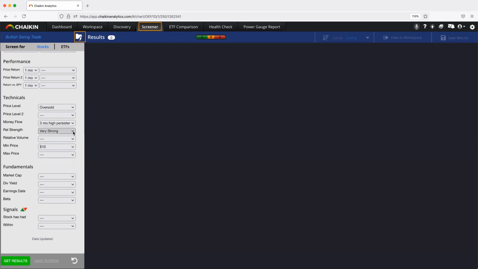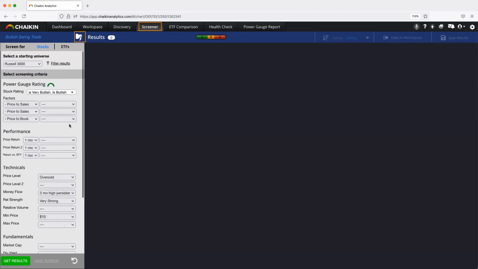Relative strength versus the SPY here, very strong. Certainly, you could consider stocks that only have strong relative strength versus the SPY, but here we're going to go with very strong, trying to look for those that are clearly outperforming the SPY at a minimum price of $10. That, of course, is entirely up to you, but in general, stocks above $10 are where we would focus. If you like to mess around with what we might consider penny stocks, by all means, please do. Just be aware of the often volatile nature of those stocks.